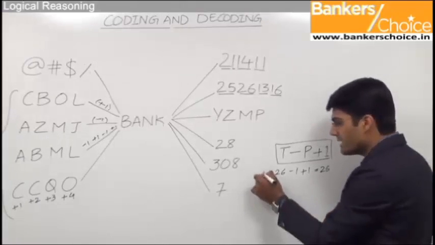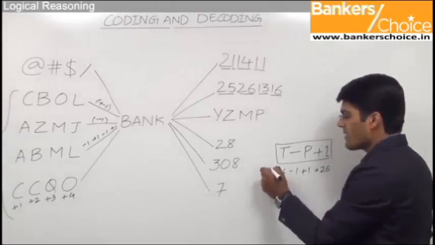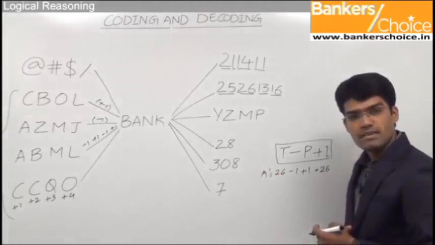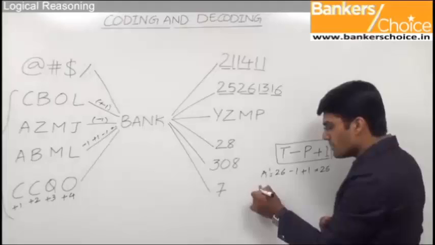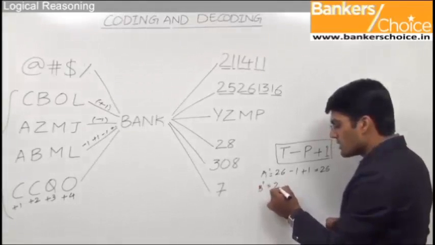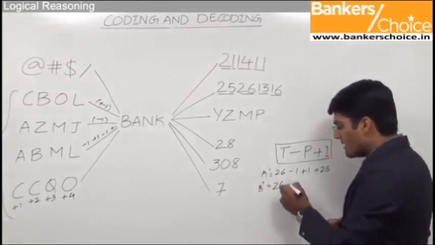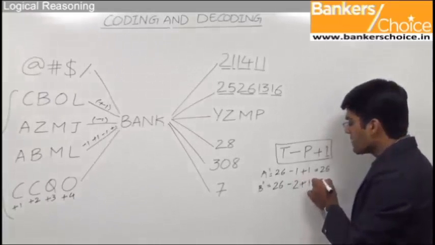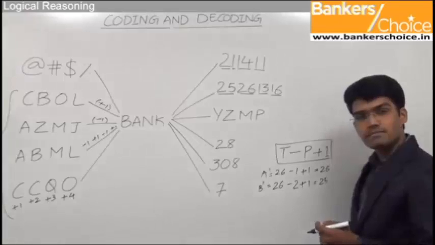So we can say that the position of A in the reverse order, let us take it as A dash, is going to be 26. Similarly, if we move on to B, the position of B will be equal to total letters, that is 26, minus the position in the forward direction, which is 2 plus 1, and this comes out to be 25.